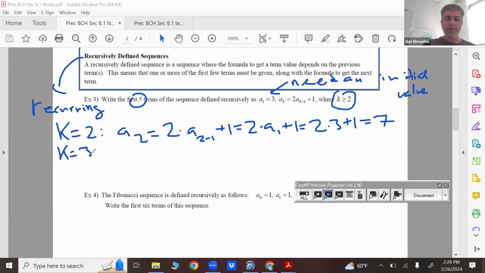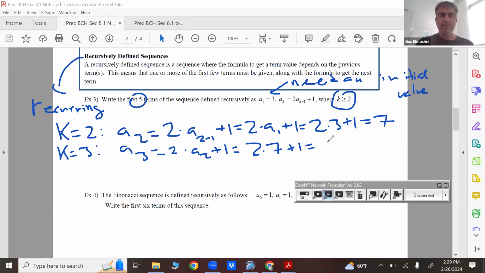Okay, next up, let's do k equals 3. So a3 equals 2a2 plus 1. Notice how the output of the previous term now becomes the input for the new term. That's why it's recurrent. It's kind of like a function machine that way. Like this comes out and gets spit into the input to get the new term. So let's think about it. a3 equals 2a2 plus 1, right? But a2 is 7, so a3 is going to be what? 15, you got it. Yep.